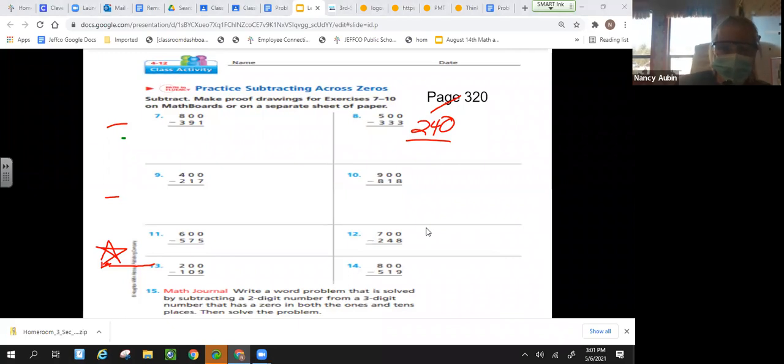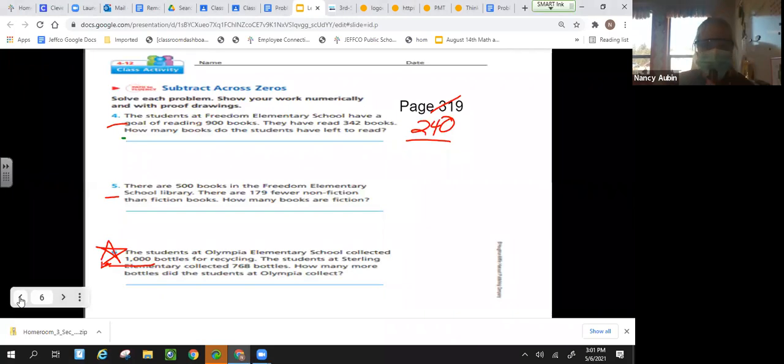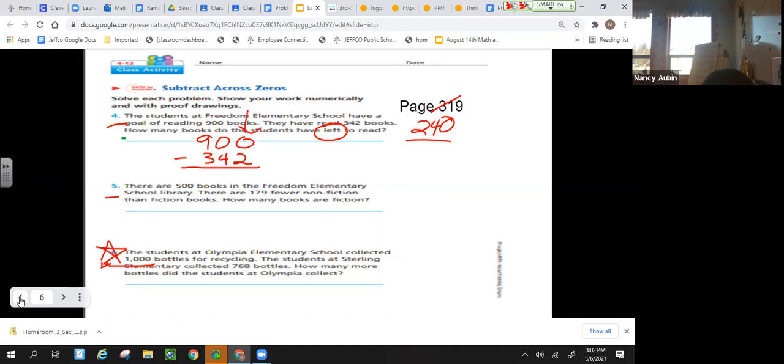All right, so let's see how we did. We're on one page. Let's go here. The students at Freedom Elementary School have a goal of reading 900 books. That's a lot of books. They have read 342 books. How many books do the students have left to read? So that's a little bit of a key word there to let me know. All right, Finn, what did you do? You and your partner.